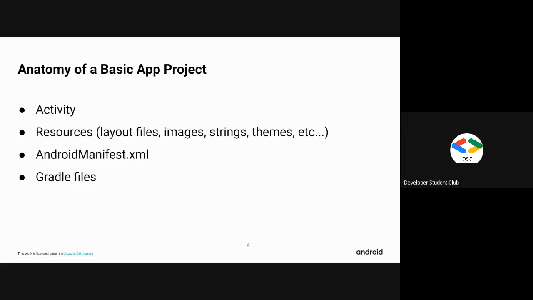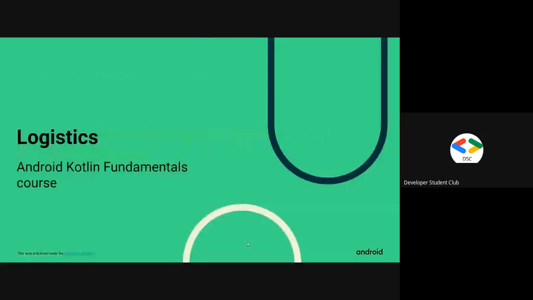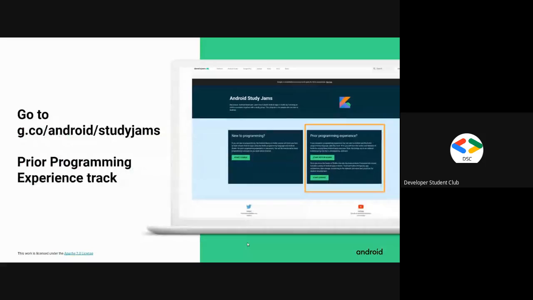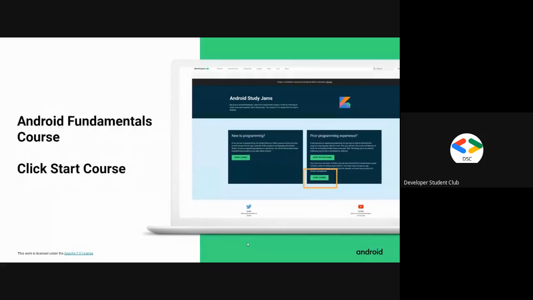Next one is Gradle files. Gradle files are used to automate the build processes of your application. It is more of an advanced thing of how Android actually works, so we'll not get into that. I've already told you that you can go with the second track, start Kotlin Koans and learn all about the basics of the language.